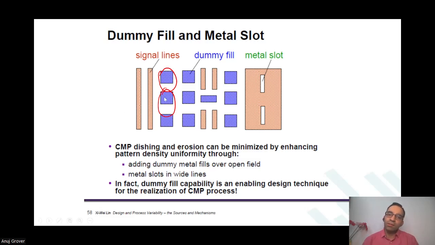Now, what does this mean? If you allow this in the memory, what would happen? I said that we do not allow dummy fills inside the memory. Why? What would happen? Area loss? No, there's no area loss.